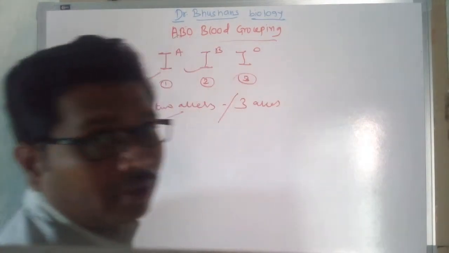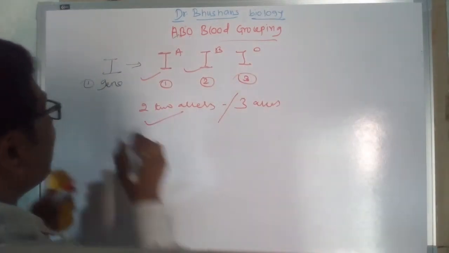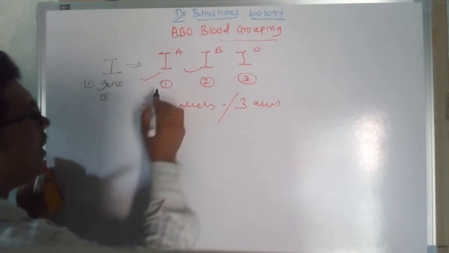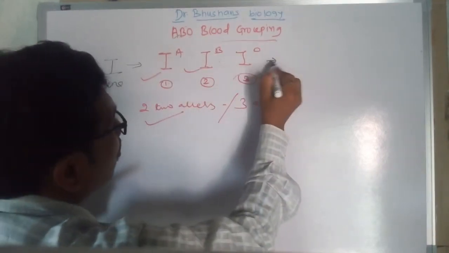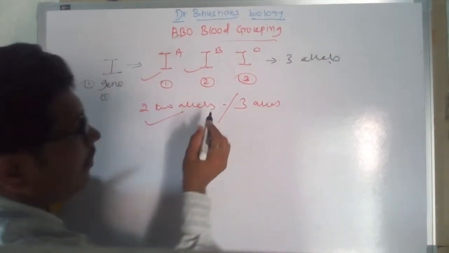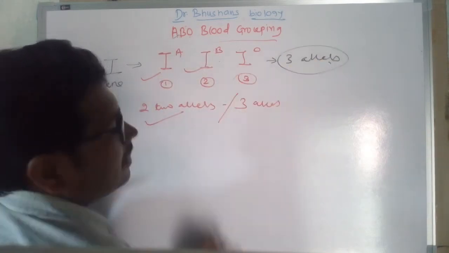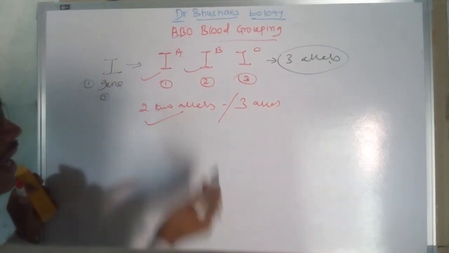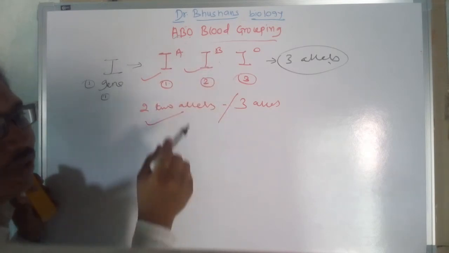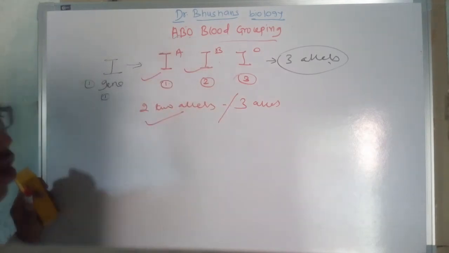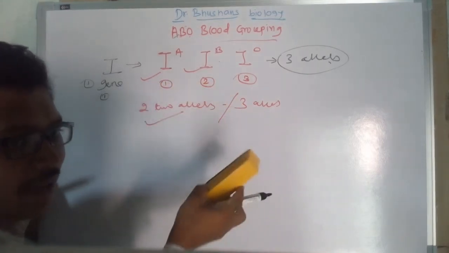Now here we will see what the possible genotypes are. I is a single gene with 3 alleles: IA, IB, and IO. And what is the definition of multiple allelism? If there are more than 2 alleles, it is called multiple allelism. Here you can observe 3 alleles, so this is an example of multiple allelism. Now we will see the possible genotypes and possible phenotypes.